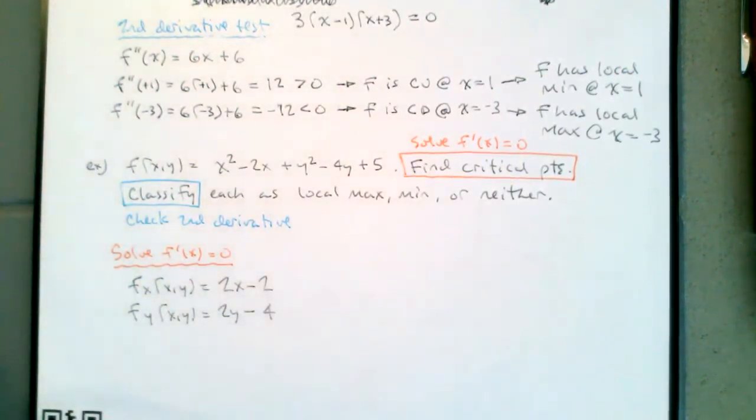So we don't have one derivative that we set equal to 0 and solve. We end up with 2 derivatives. So we're looking for points where the function is flat in both directions, flat in the x direction and flat in the y direction.